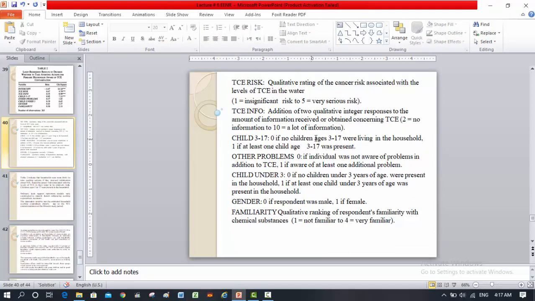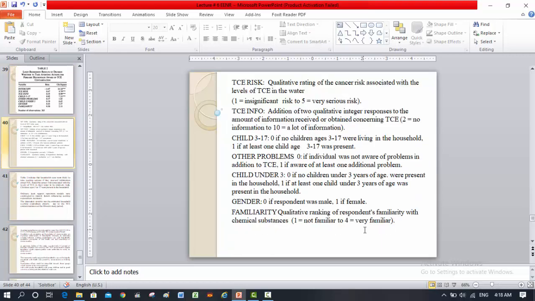Similarly, child 3 to 17, as you see in this figure, is 0 if they have no child in the age 3 to 17, while 1 if they have at least one child of this age range. Other problem is 0 if the individual was not aware of a problem in addition to TCE, and 1 if he was aware. Child under 3 is 0 if no child under 3, and 1 if yes. Gender is 0 if the respondent was male, and 1 if female. Similarly, familiarity is the qualitative ranking of respondent familiarity with the chemical substances, 1 if not familiar and 4 if very familiar. This was the range and the scales allotted to them.